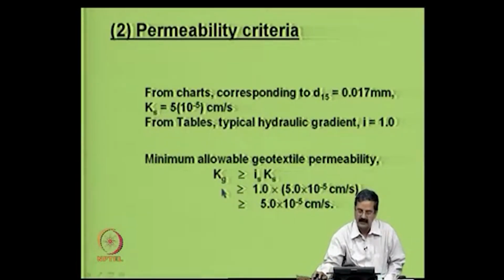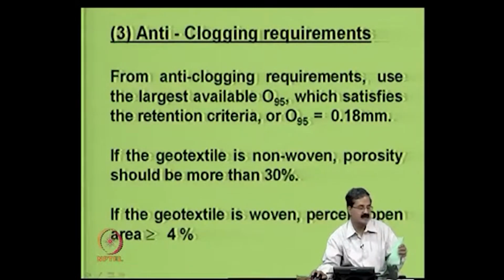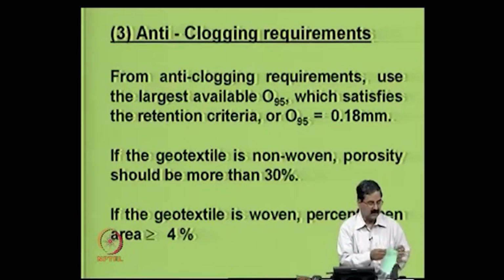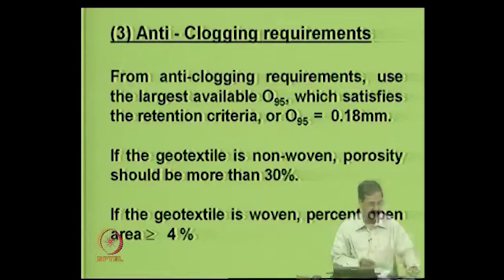So, the geotextile permeability should be equal to the hydraulic gradient times Ks. The value of Ks of the soil is known, and so Kg, the K of the geotextile, is this. In practice, if you go to a geotextile company and see the specifications, they give permittivity. Permittivity is nothing but permeability divided by thickness. You have different thicknesses: this is a thicker one, this is a thinner one, this is much thinner. So, the K value divided by the thickness will give you the permittivity.